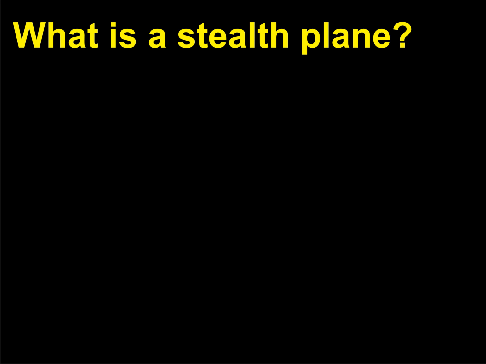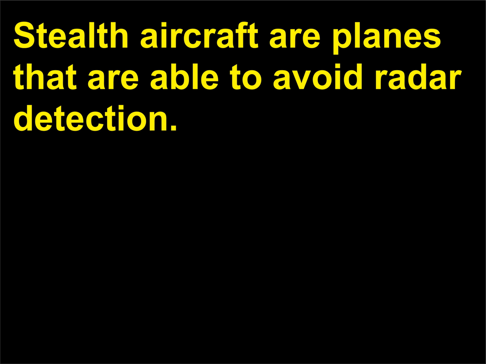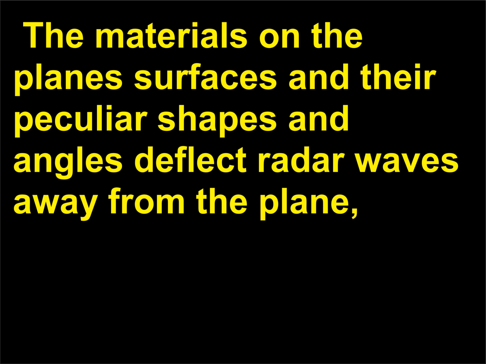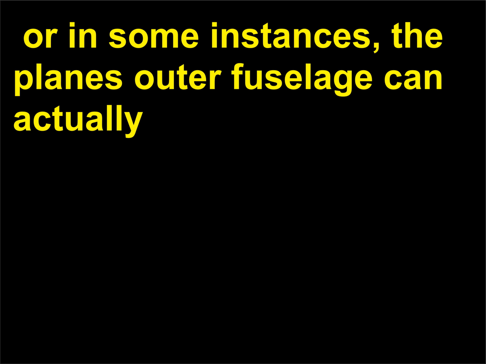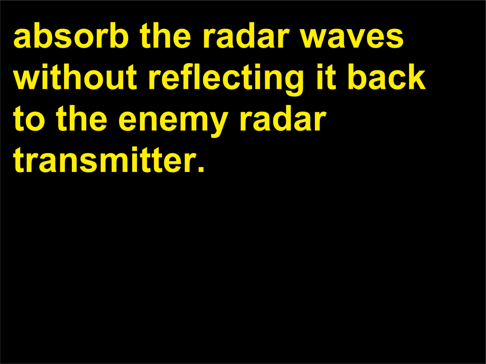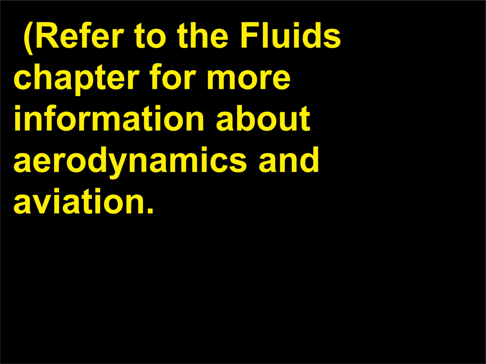What is a stealth plane? Stealth aircraft are planes that are able to avoid radar detection. The materials on the plane's surfaces and their peculiar shapes and angles deflect radar waves away from the plane. Or in some instances, the plane's outer fuselage can actually absorb the radar waves without reflecting them back to the enemy radar transmitter. Refer to the Fluids chapter for more information about aerodynamics and aviation.